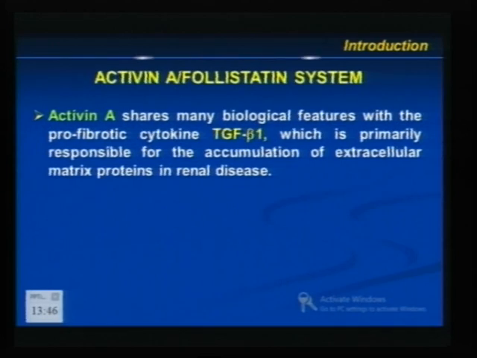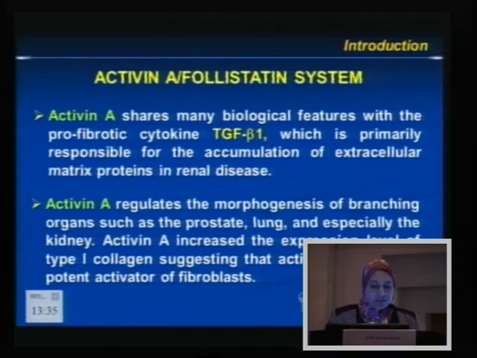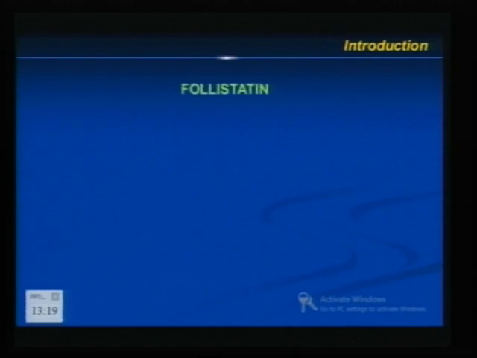Activin A shares many biological features with the pro-fibrotic cytokine transforming growth factor beta-1, which is primarily responsible for the accumulation of extracellular matrix proteins in renal disease. Activin A regulates the morphogenesis of branching organs such as the prostate, lung, and especially the kidney. It increases the expression level of type 1 collagen, suggesting that activin A acts as a potent activator of fibroblasts.